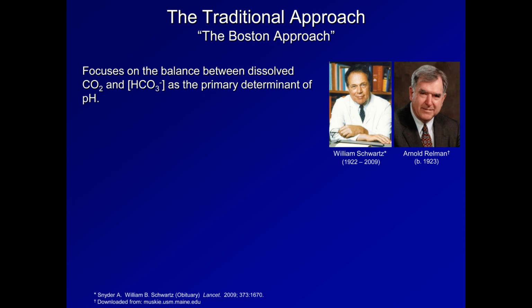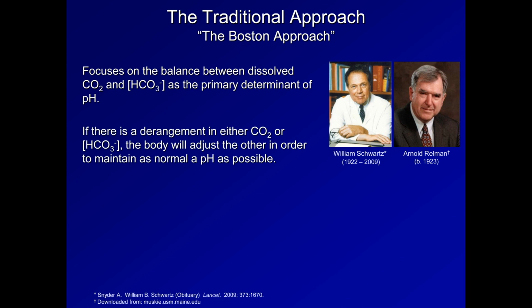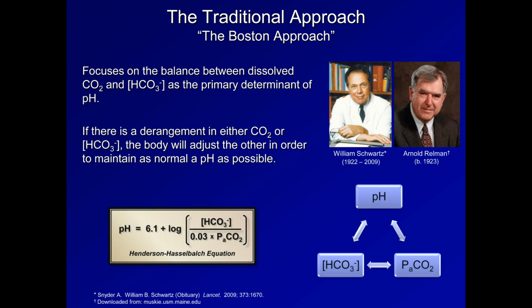If there is a derangement in either carbon dioxide or bicarb, the body will adjust the other in order to maintain as normal a pH as possible. Also, as already mentioned, the Henderson-Hasselbalch equation is key in describing the exact relationship between pH, PCO2, and bicarb, which forms the central foundation for analyzing acid-base disorders.